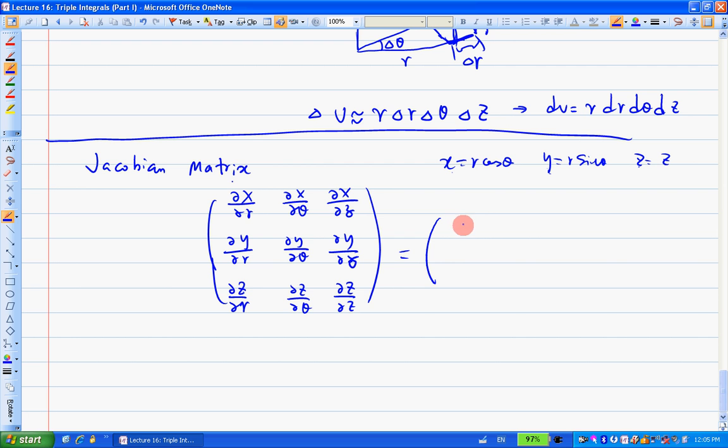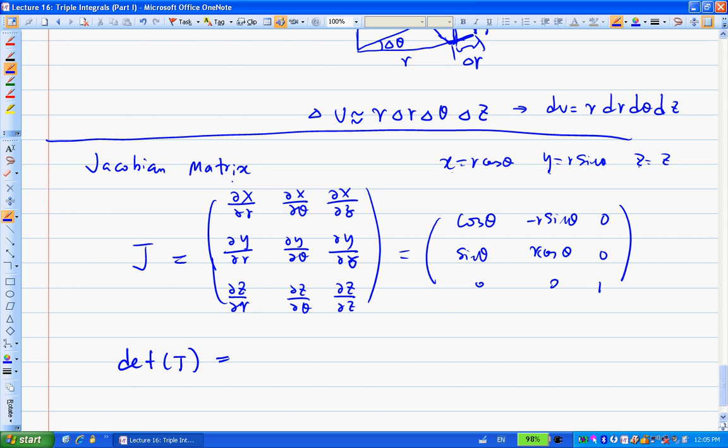Differentiating with respect to r, theta, z, we get cosine theta, negative r sine theta, 0; sine theta, r cosine theta, 0; 0, 0, 1. So now you have this Jacobian matrix, but what we need is the determinant of this Jacobian matrix. Let's call this the J matrix.